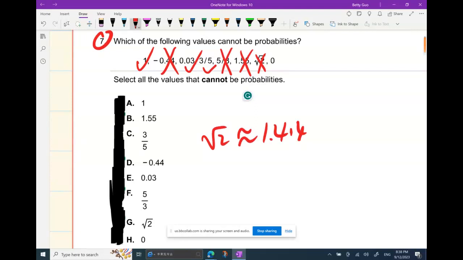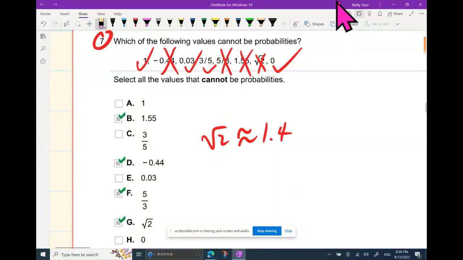Anyway, it's bigger than 1. So no. Could the probability be 0? Yes, right? Because if the event is impossible, then the probability is 0. All right, this is a very good question. Very basic.